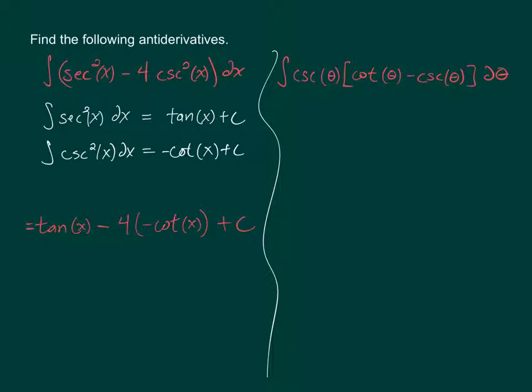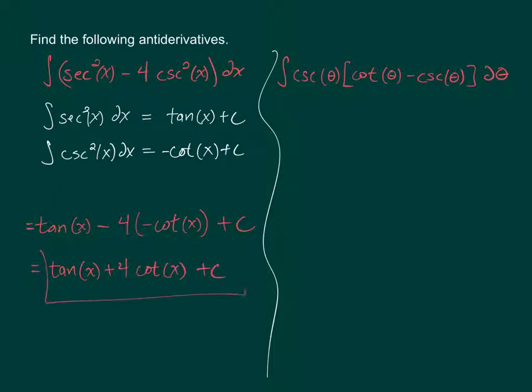So now the only thing that needs to happen is that with these signs here, the negative 4 times the negative cotangent just need to be multiplied so that you can see the final answer is the tangent of x plus 4 cotangent x plus c.